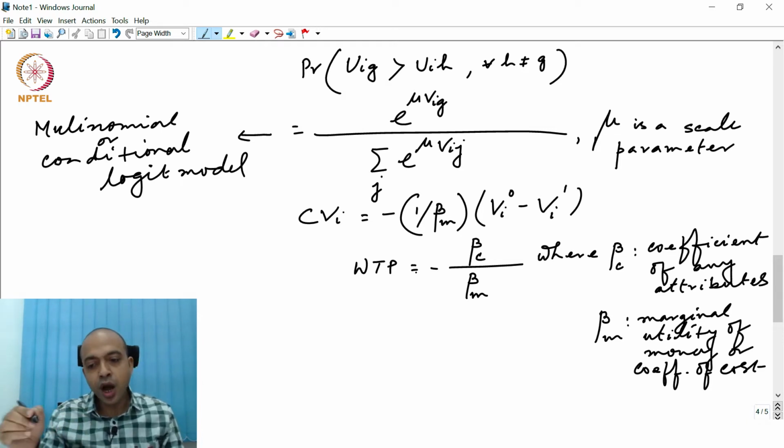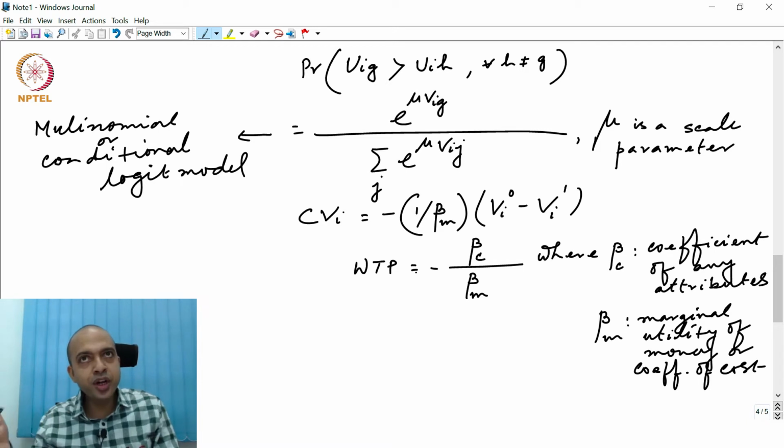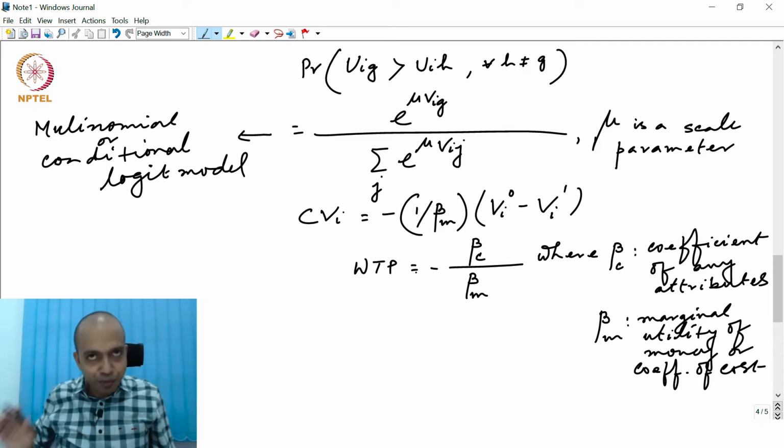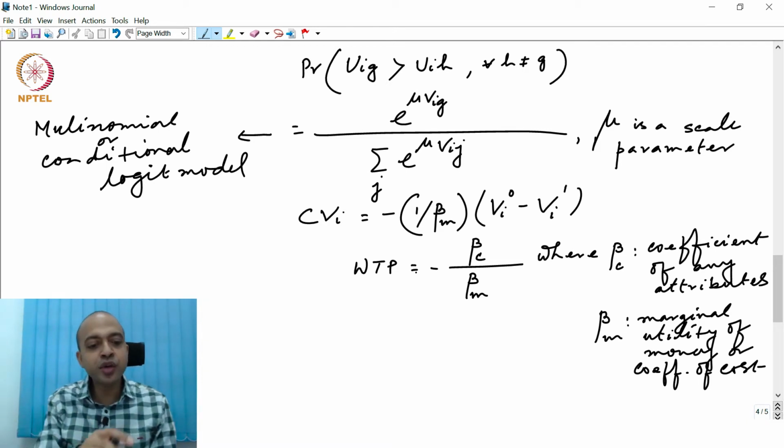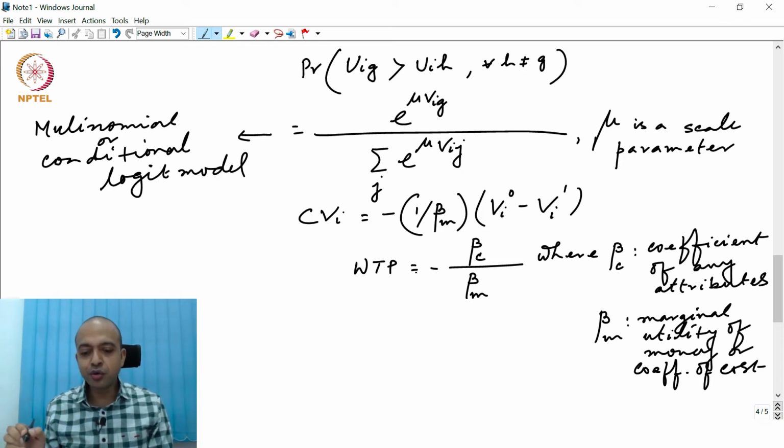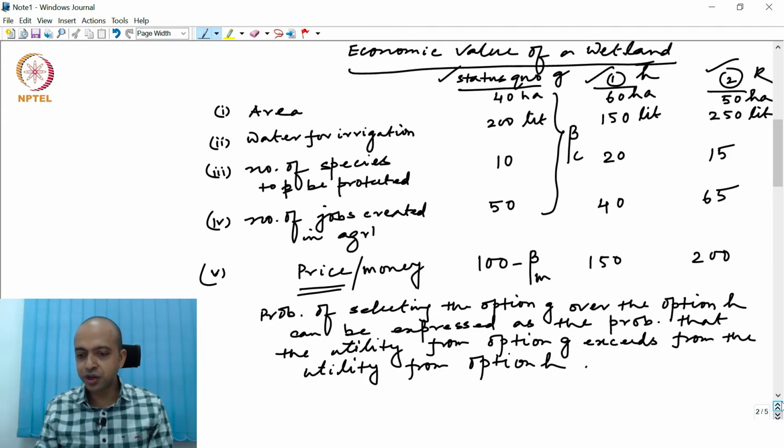Now, how to estimate this? I will separately discuss the multinomial and conditional Logit models so that you can understand the econometric estimation. I will also share a particular data set with you. At this point, you need to understand only one thing: when it is called multinomial and when it is called conditional. Now we go back once again to the scenarios.